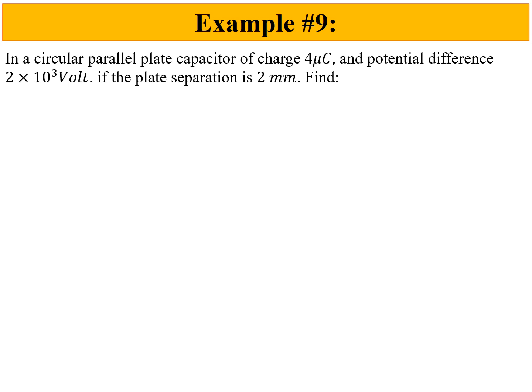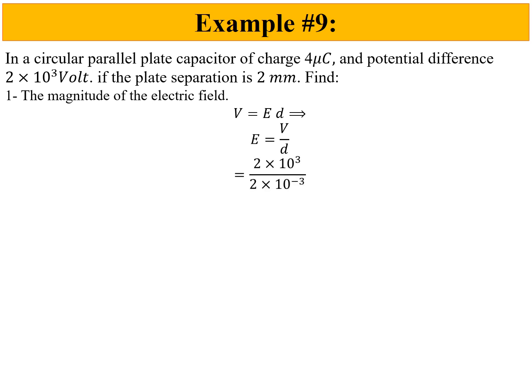Example number 9. If we have a parallel-plate capacitor made of two circular plates, one carries a charge plus 4 microcoulomb, the other carries a charge minus 4 microcoulomb, and the potential difference between the two is 2 times 10 to the 3 volt, and the separation between the plates is 2 millimeter, find the magnitude of the electric field. So V equals E D, E is V over D, and if you calculate the electric field, you will find it is 1 times 10 to the 6 volt per meter.